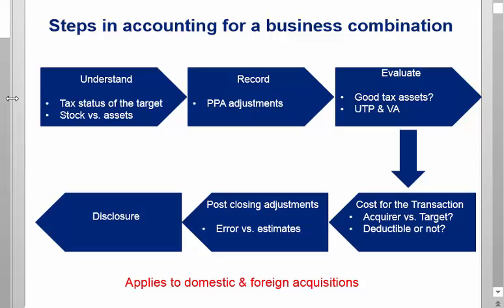But just know that tax is going to jump onto an accounting process to push the purchase price down to the assets. And then we're going to take hold of what they do and figure out what it means to us. Okay, that's the second box.